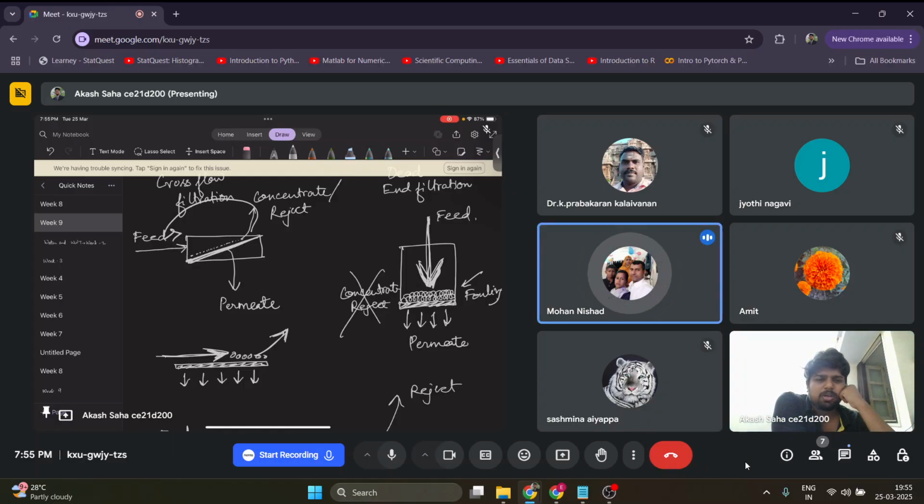Okay. It means suppose we are using surface water, then cross flow is good, because surface water will be more turbid. Surface water means river water. Yes. River water has more turbidity, and groundwater does not have more turbidity. Then dead end is better for the groundwater. Yes, okay, sir.